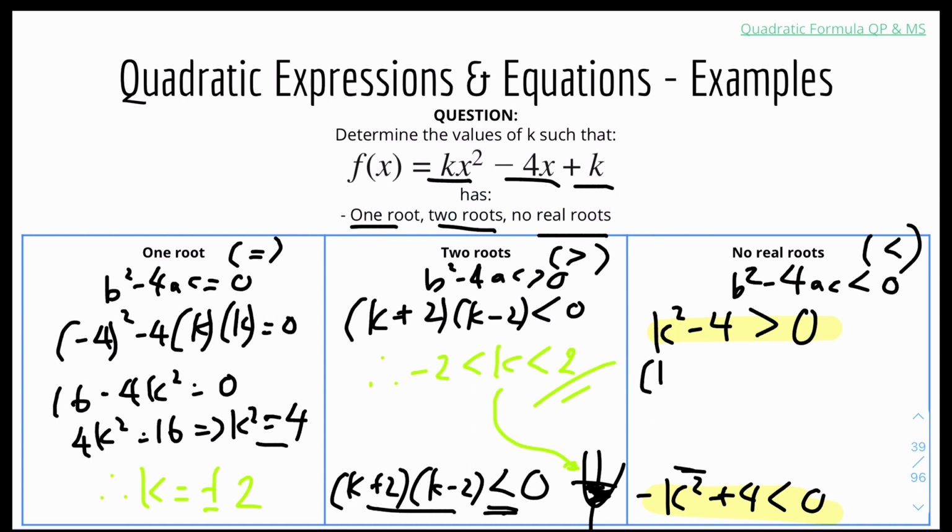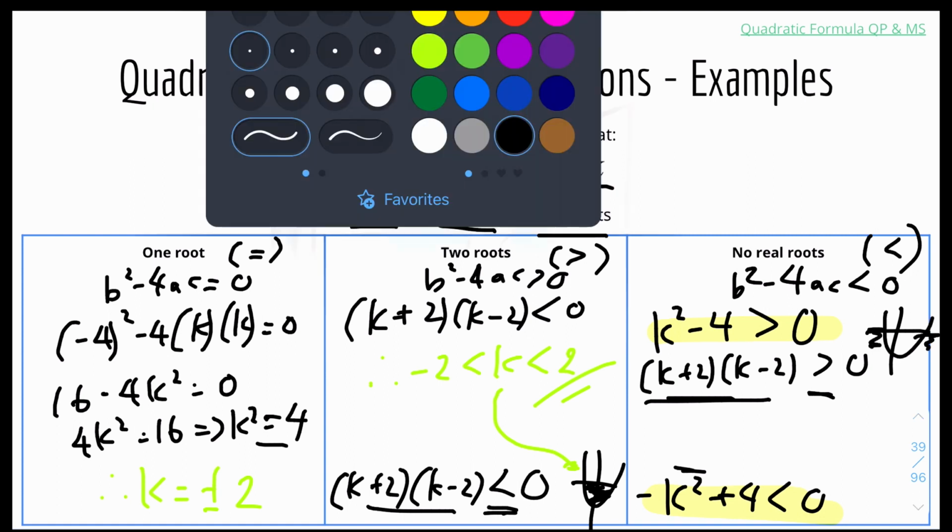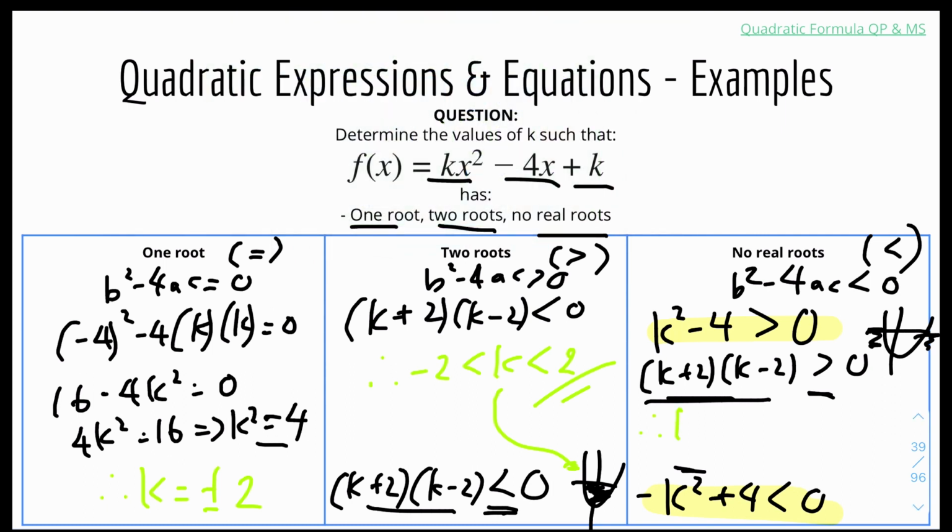And if you factorize this, it will be k plus 2, k minus 2, bigger than 0. And we have a quadratic expression and a quadratic inequality sign. And this graph right here is a positive and it's bigger than. That means that it's the region to infinity right here. That means that k is smaller than minus 2, because this point right here is minus 2 and it's to infinity, smaller than minus 2. Or k is bigger than 2, because this point here is 2 and it's to infinity. So that's the final answer.